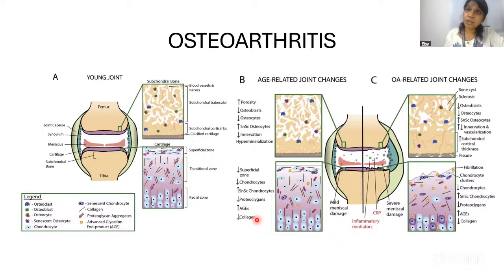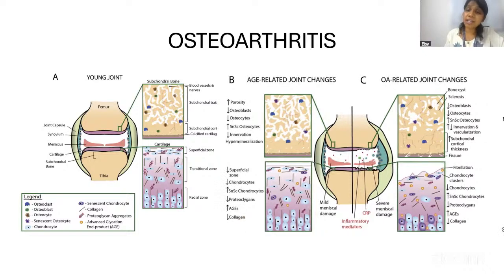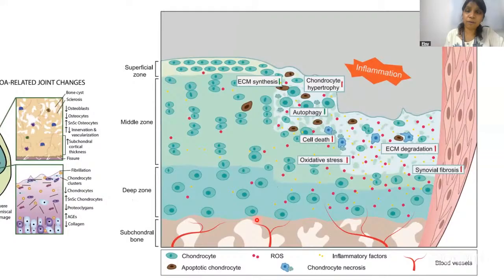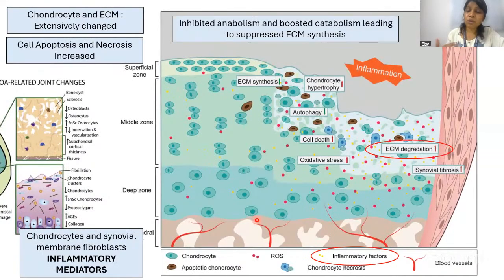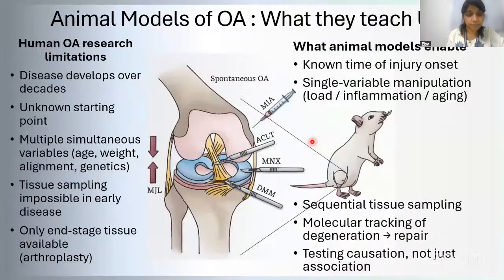In osteoarthritis, how it differs is, in addition to that, it has a pro-inflammatory environment where a lot of pro-inflammatory factors go up, and that inhibits anabolism and boosts catabolism, leading to the suppression of ECM synthesis and therefore osteophyte formation and a narrowing of the cartilage. A lot of these matrix degradation products get upregulated, which cause the various changes that you see with the different grades of osteoarthritis.